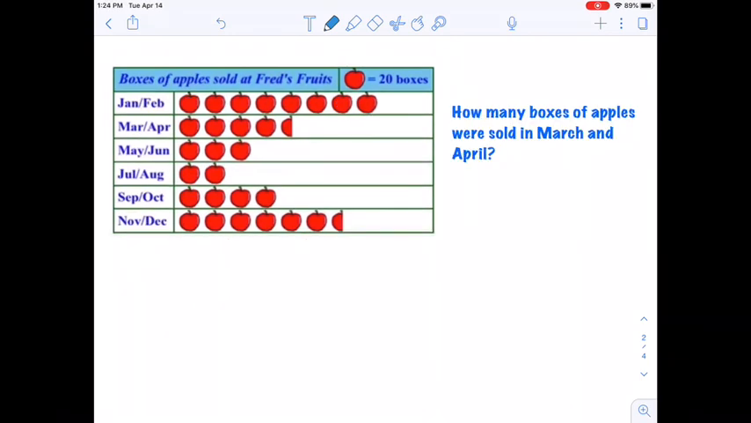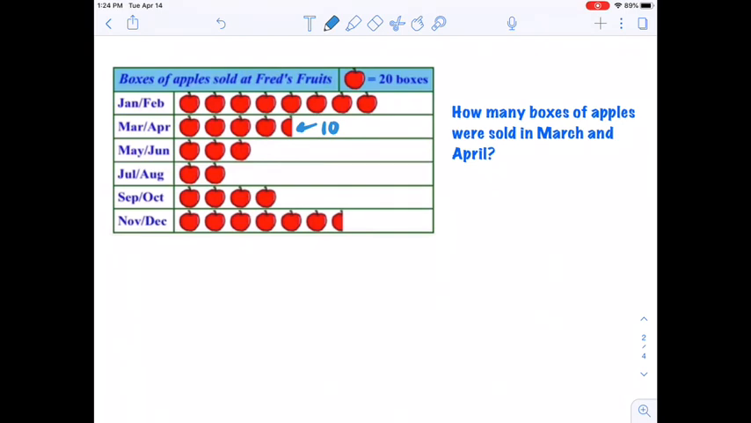Here's another question using the same pictograph. How many boxes of apples were sold in March and April? Well, we already know we can just count by 20s, but notice we have this half of an apple right here. That doesn't represent 20 boxes. If it's half of an apple, it represents half of 20 boxes. So half of 20 is 10. So this apple represents 10 boxes.